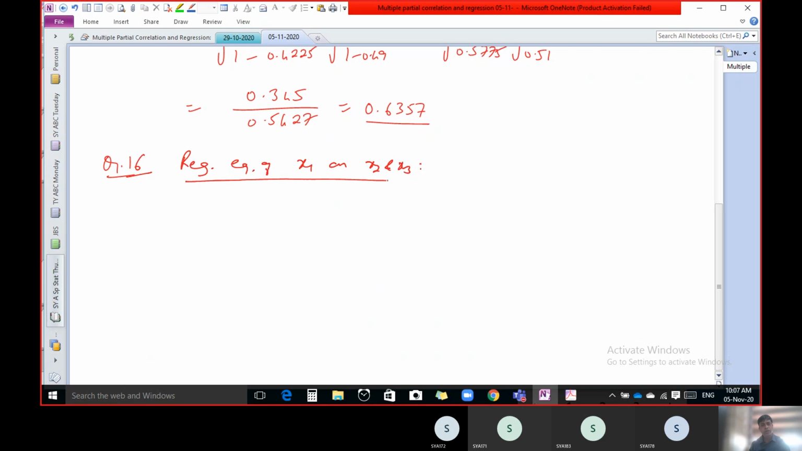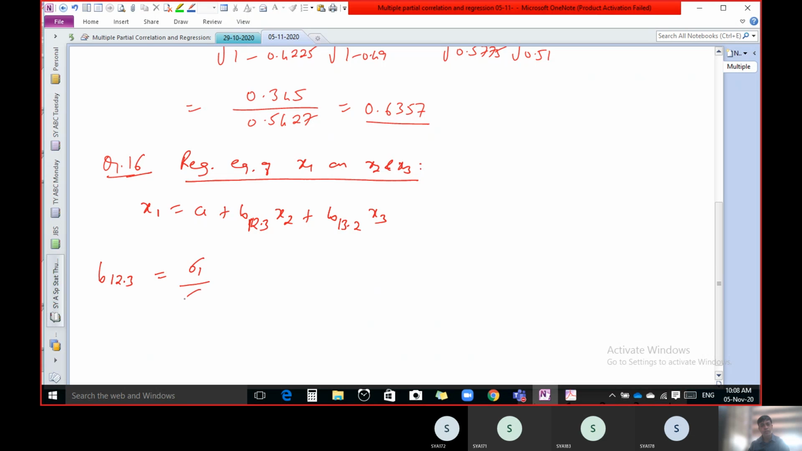What is the form of x1 on x2 and x3? x1 equals a plus b x2 plus b x3. But to differentiate this b and this b, you have to write symbols: b12.3, 1 and 2 keeping third constant, and here you can write b13.2, 1 and 3 keeping second constant. So now we require b12.3.